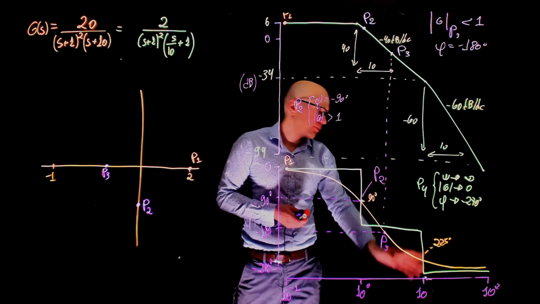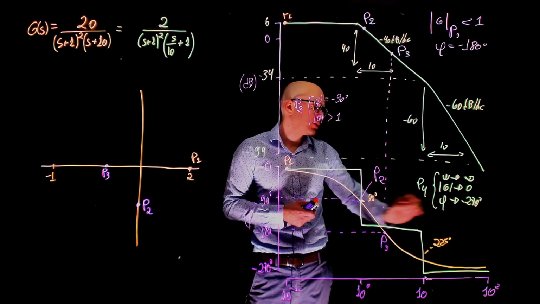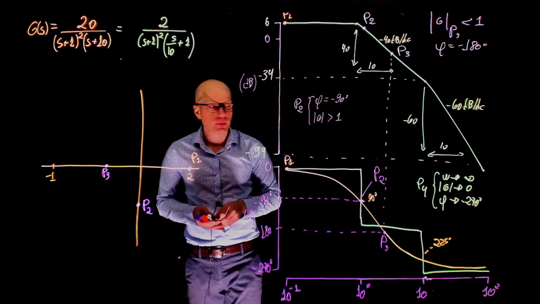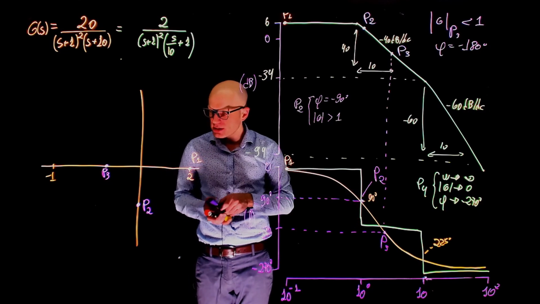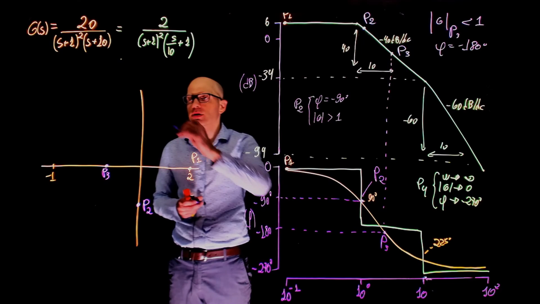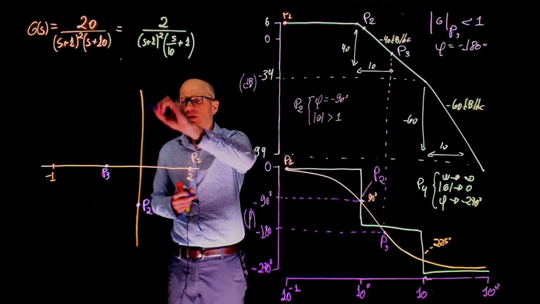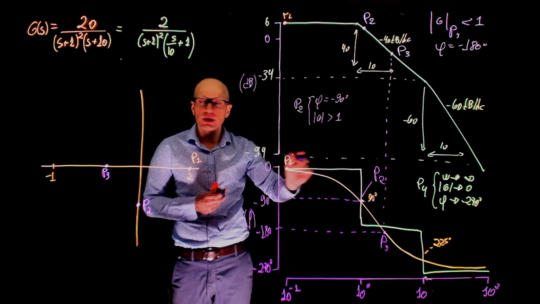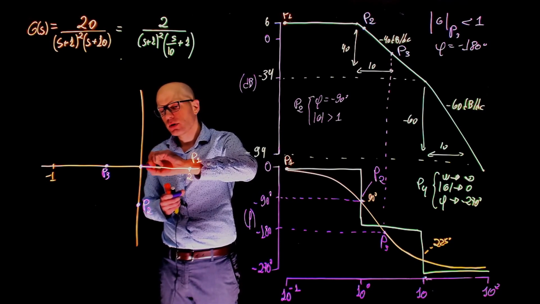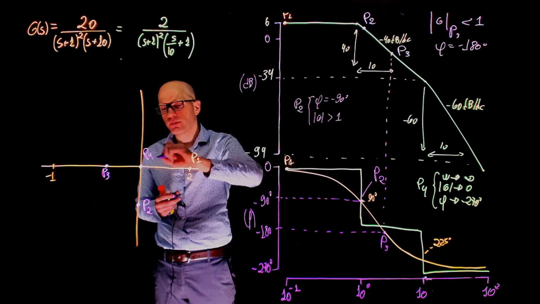So, as frequency tends to infinity, the phase tends to negative 270 degrees, and the magnitude tends to 0. And that's the point P4. So where exactly is P4? Well, we are at negative 270 degrees, so we are along the positive imaginary axis, but the magnitude tends to 0. So we are along the imaginary axis at 0. There it is. This is P4.